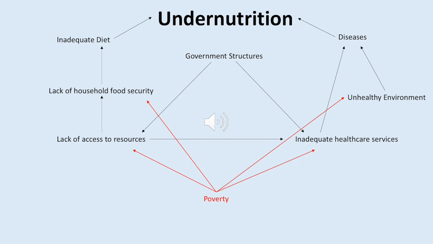The reason why poverty here is in red is because it has such a major influence on all these other factors that contribute to undernutrition. So if poverty wasn't a problem there, these factors wouldn't necessarily be a factor there. For example, if poverty wasn't a problem, then there would be healthcare services in that area, which would contribute to less diseases.